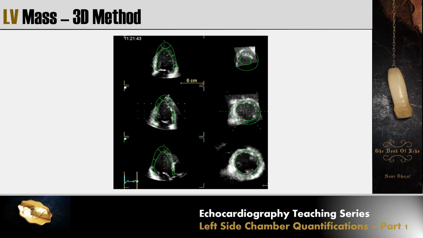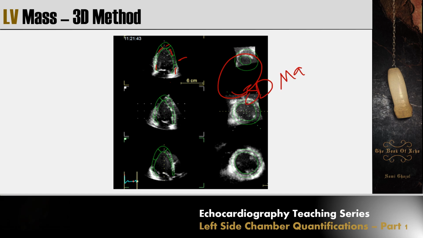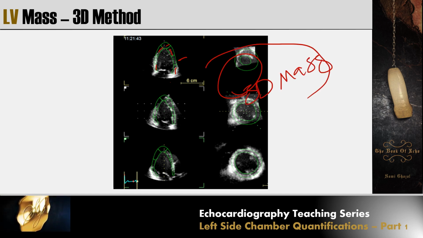This is also the 3D method. Similar to the volume, everything will be done automatically. The tracing of the endocardium and epicardium will be done automatically. However, it is allowed to do some manual adjustment here and there wherever you think it is necessary. The reference value of 3D mass is not yet endorsed, so it is not yet recommended, because we don't have quite validated mass reference values.